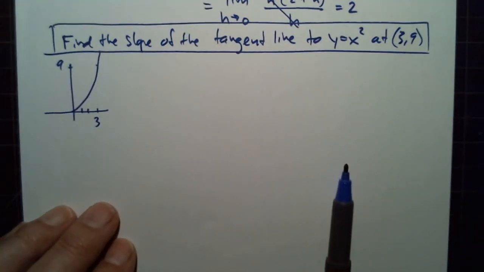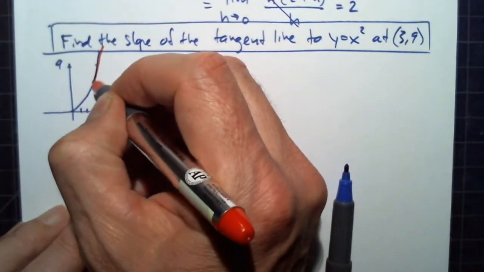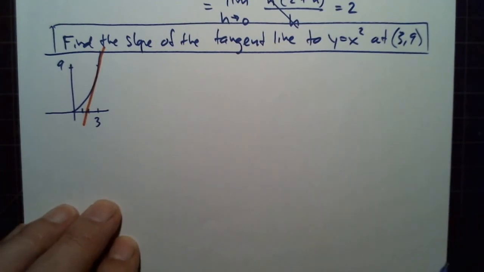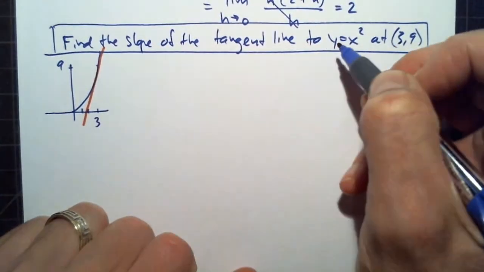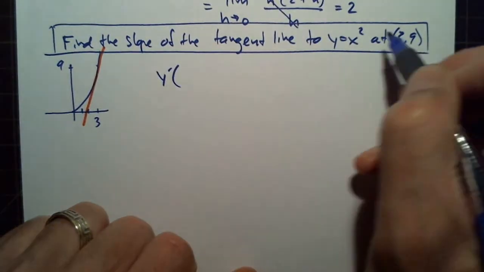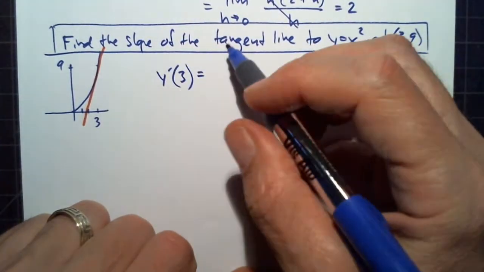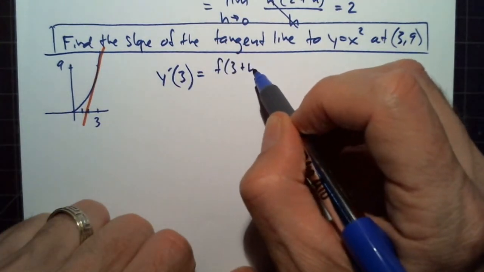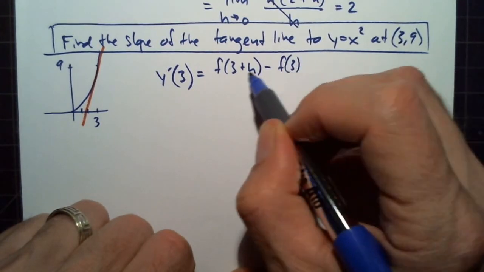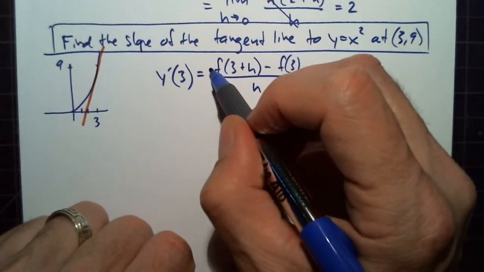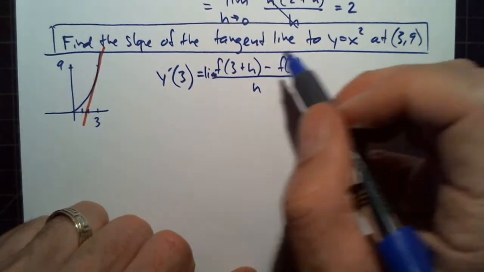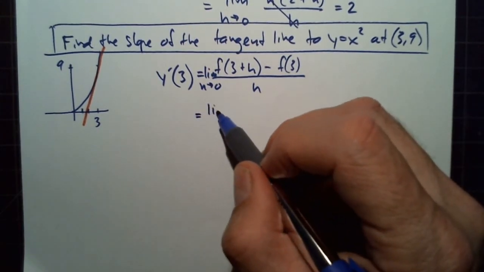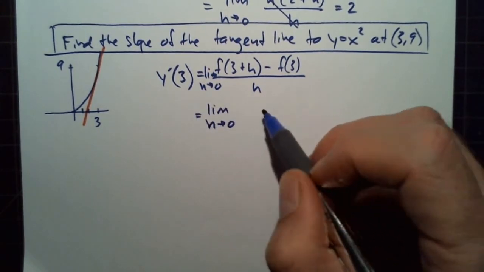So we have a parabola, and we want the tangent line at 3. Slope of the tangent line at 3. So we'll have y prime at 3 equals the limit as h goes to 0 of f of 3 plus h minus f of 3 over h.